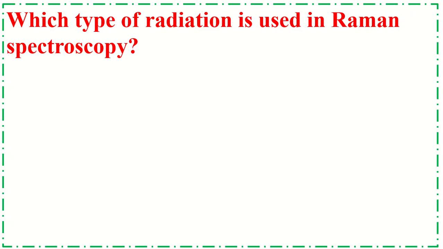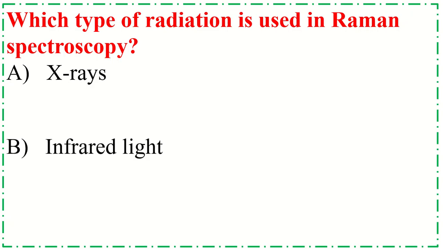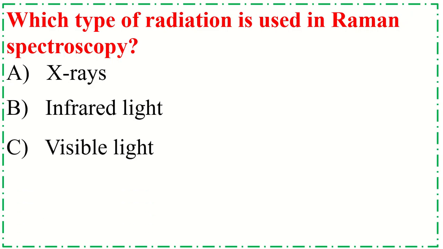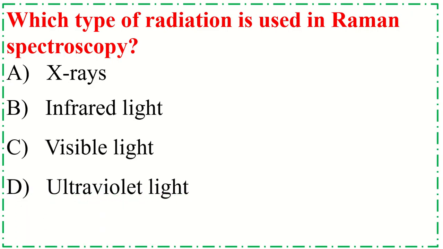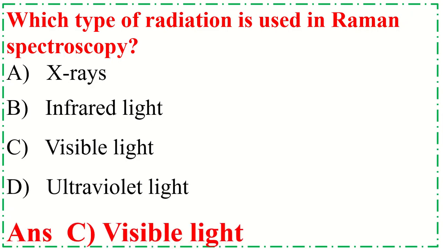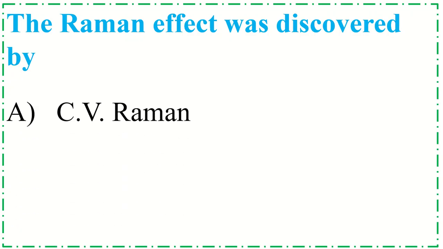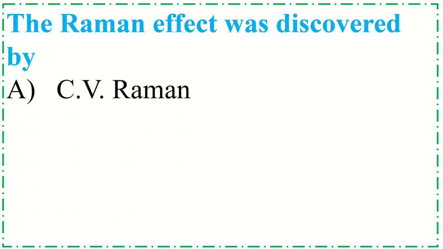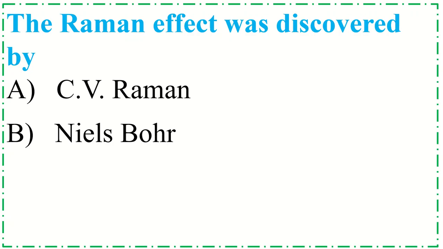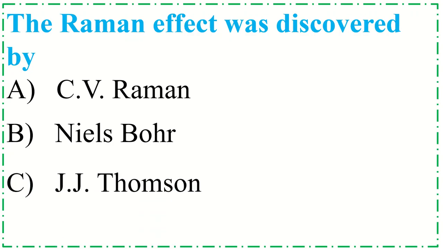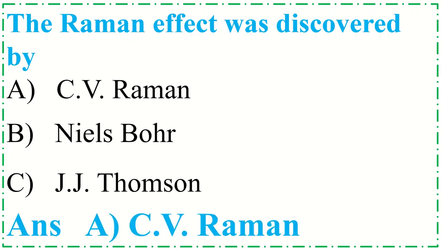Which type of radiation is used in Raman spectroscopy? Option A, X-rays; B, infrared light; C, visible light; D, ultraviolet light. Correct option is C, visible light. The Raman effect was discovered by: option A, C.V. Raman; B, Niels Bohr; C, J.J. Thomson. Correct option is A, C.V. Raman.